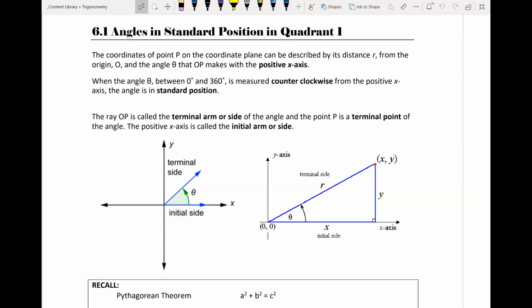Welcome to our next unit on trigonometry. We're going to focus on angles and standard position in quadrant 1.